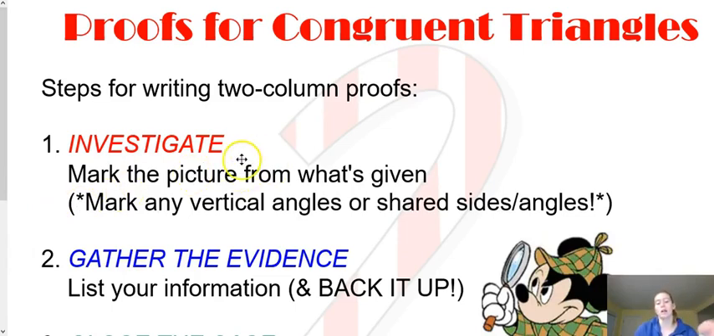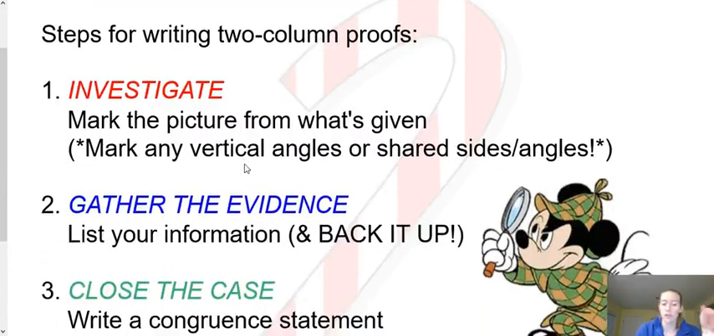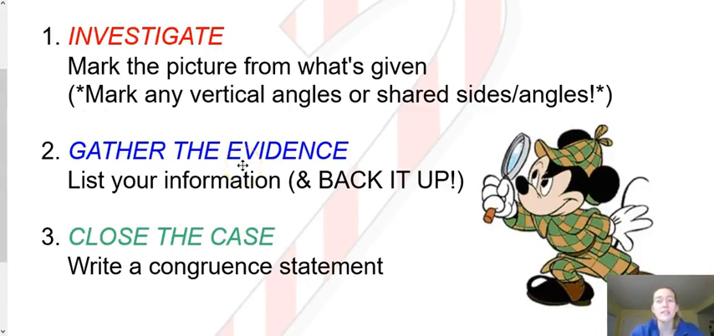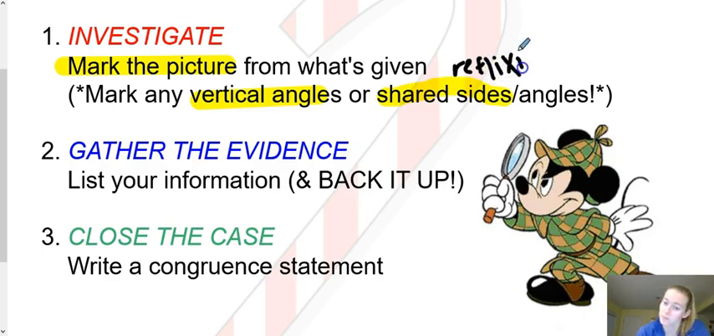So when we're writing a two-column proof, we're going to follow these 3 steps. We're going to investigate the information they gave us. So we're going to mark that picture with all the information they gave us, and then we're going to look for our special cases. We're going to look for those vertical angles and those shared sides. Remember, the shared side is also known as the reflexive property. That should be an E there. All right, so it's also known as the reflexive property.